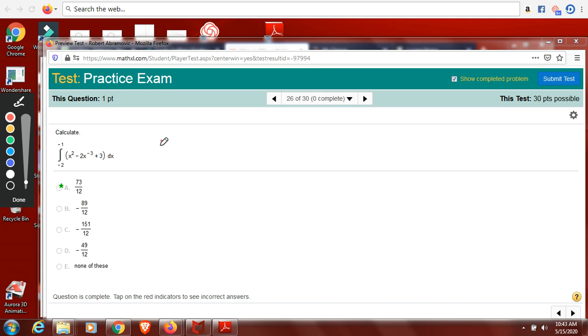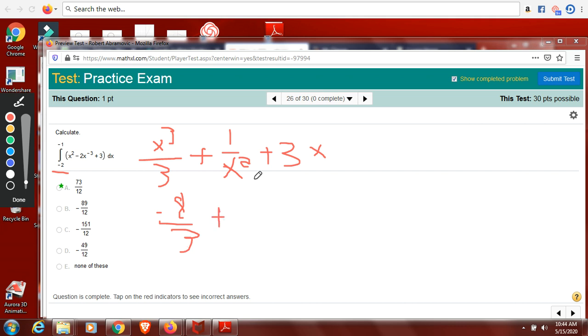This was negative 2. So recall the antiderivative as we found it was x cubed over 3 plus 1 over x squared, or x to the negative 2, plus 3x. When we plug in this lower bound, negative 2, we get negative 8, right? 2 cubed is 8, negative 2 cubed is negative 8, divided by positive 3, plus 1/4 minus 6.